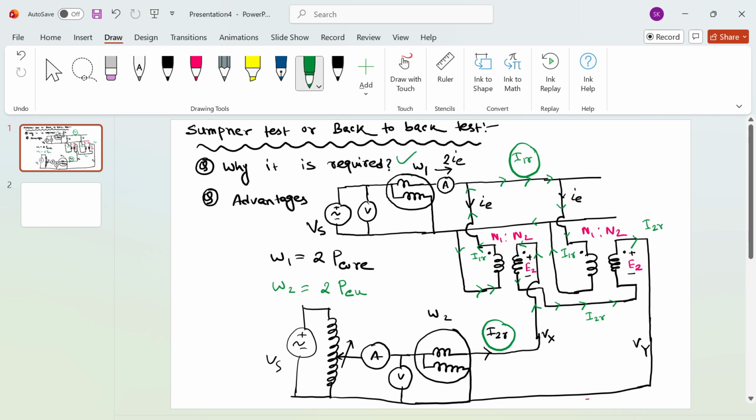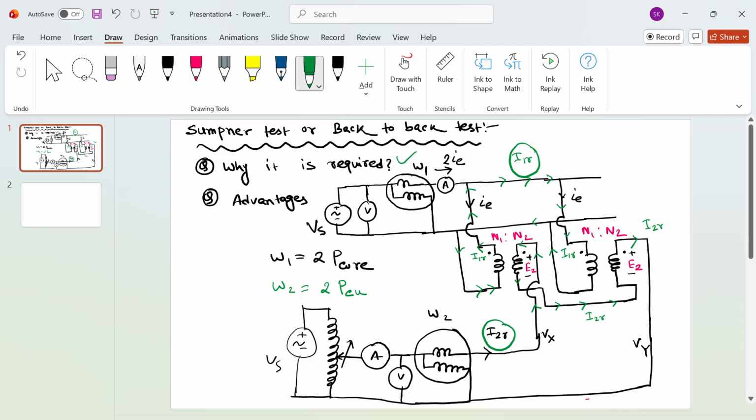But the thing is, both W1 and W2 will calculate core loss and copper loss for both the transformers. Once you know the core loss or copper loss measured by the wattmeters, you can simply divide it by 2 and you can get the core loss and copper loss occurring in one of the transformers. Okay. At this point, your transformer is operating at rated condition, and you are having both the losses.